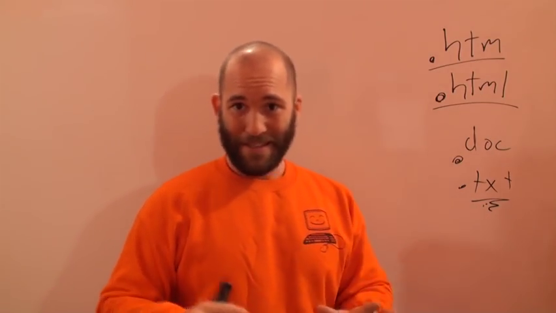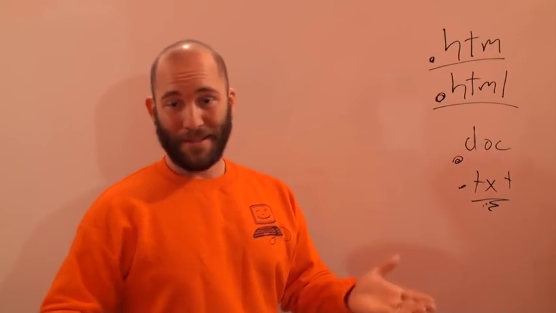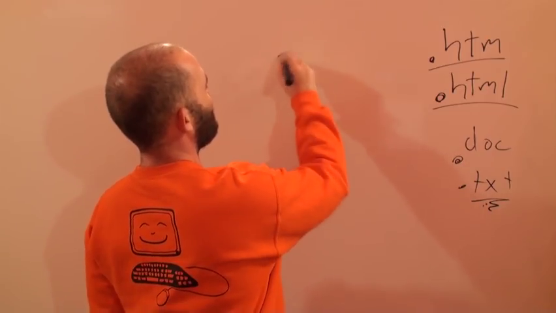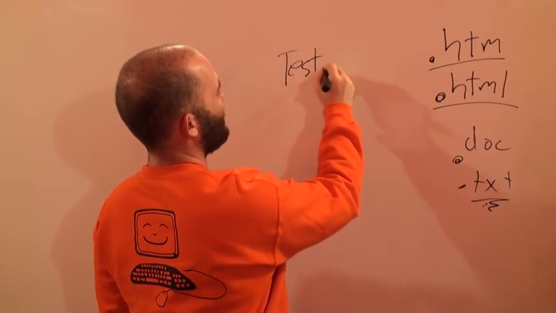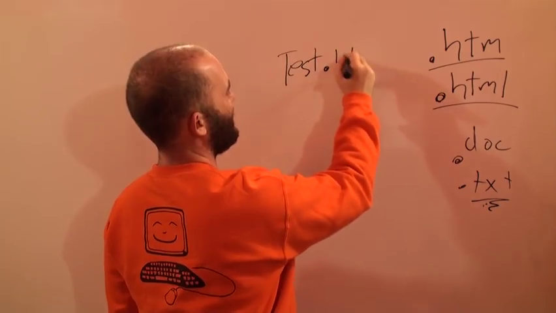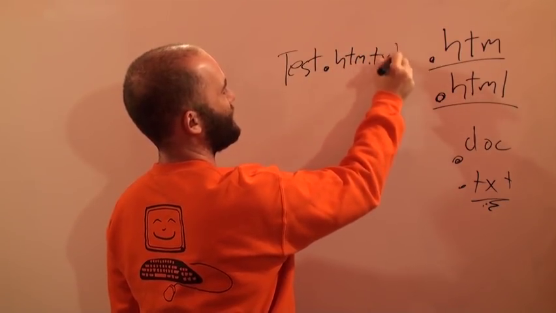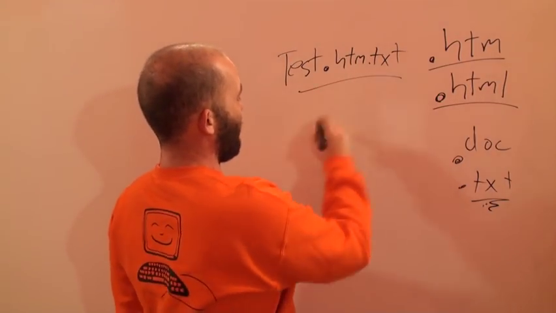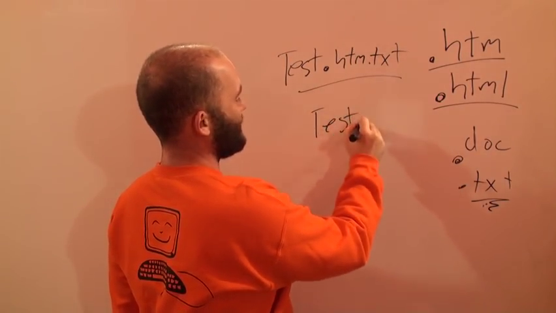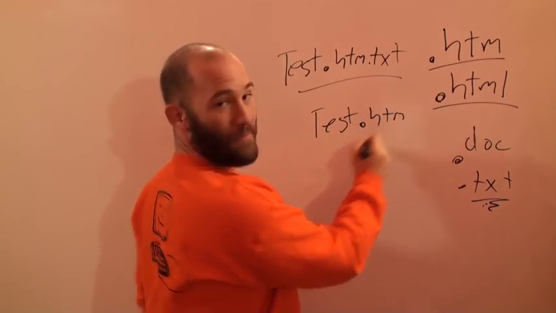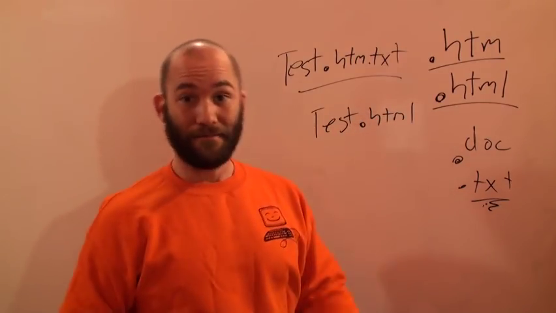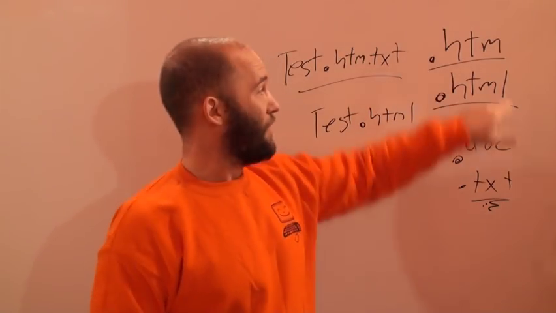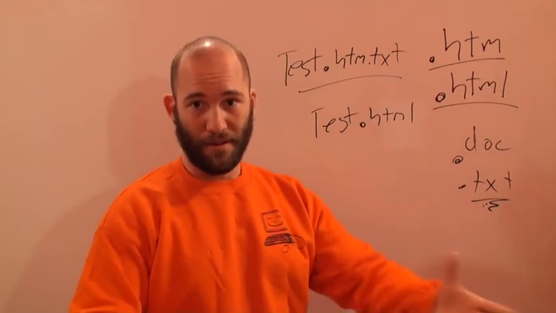One thing that you can get messed up, especially with using a Windows computer to create your web page, is that if you create a web page for test, you don't want to end up with test.htm.txt. That won't work as a web page. So if you want a web page for test, it would be test.htm or .html. So it's HTM or HTML. Always has to be the suffix on the end of your title.